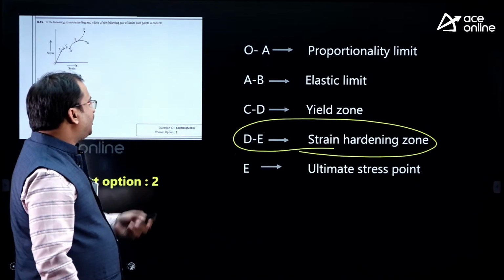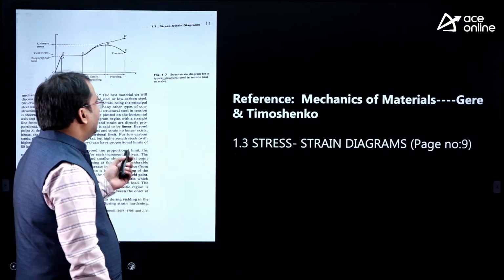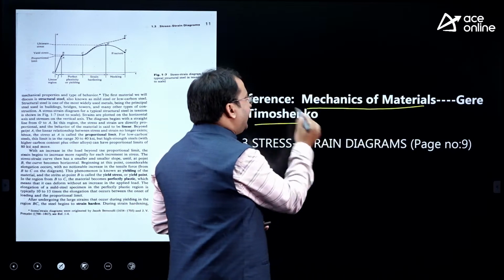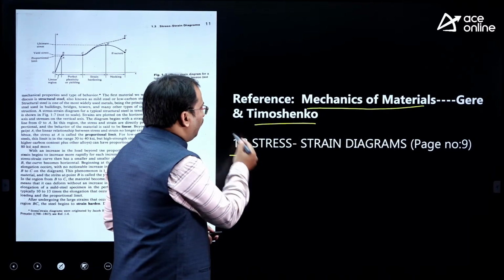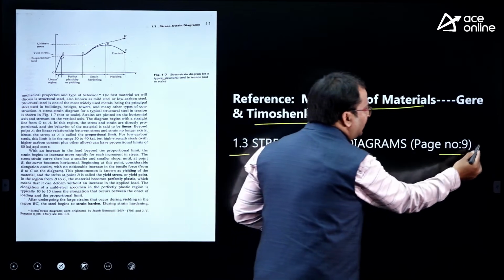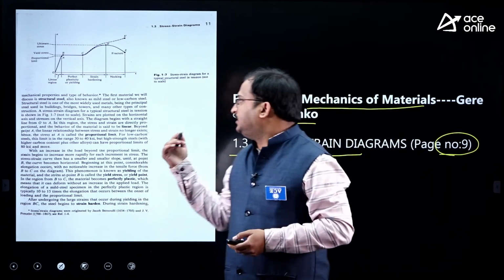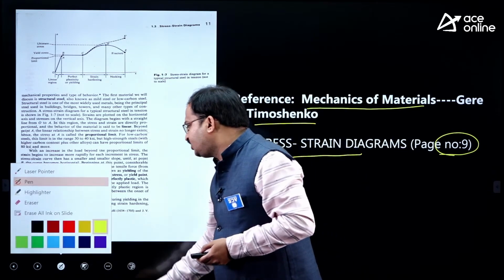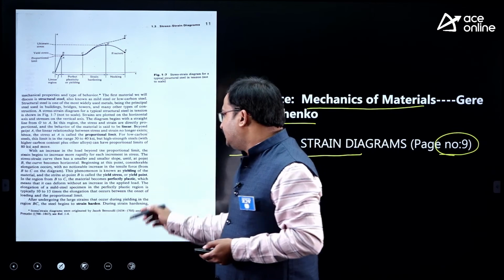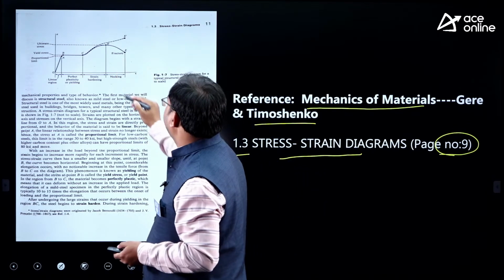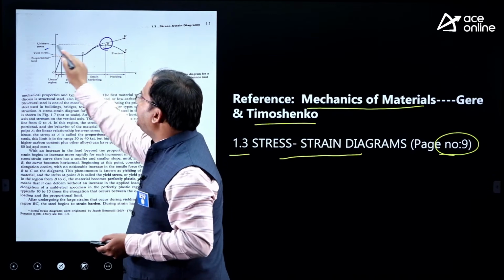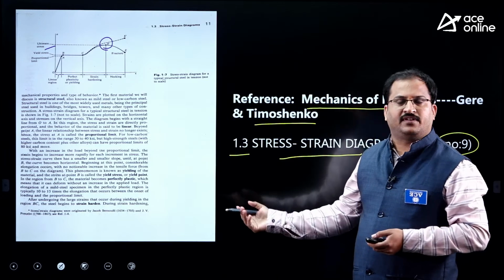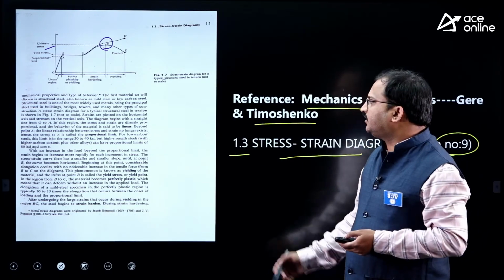DE is the strain hardening zone, and the reference textbook you can consider is Mechanics of Materials by Gere and Timoshenko. This is in section 1.3, stress strain diagrams, page number 9. This is the actual diagram, and in the points it is mentioned that point D is the ultimate stress point here. So try to use this as the reference in order to raise the objection for this particular question.